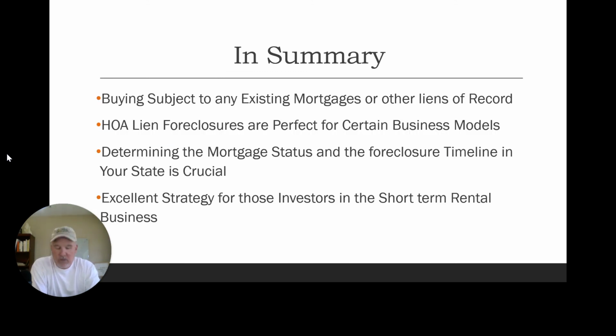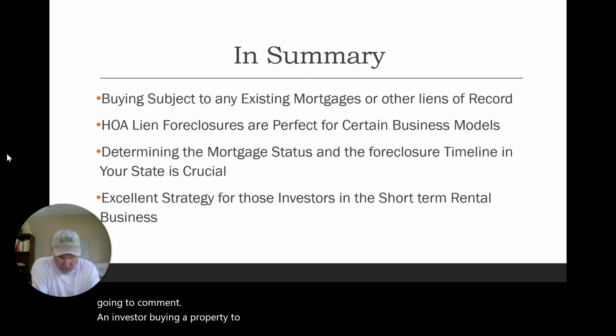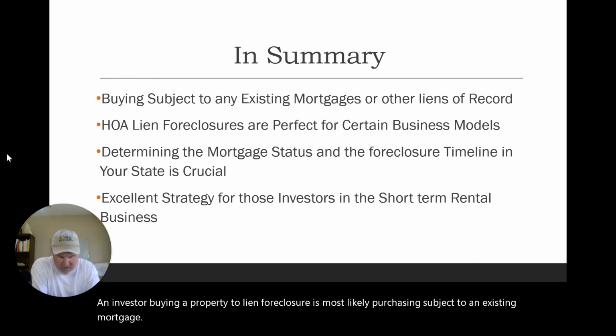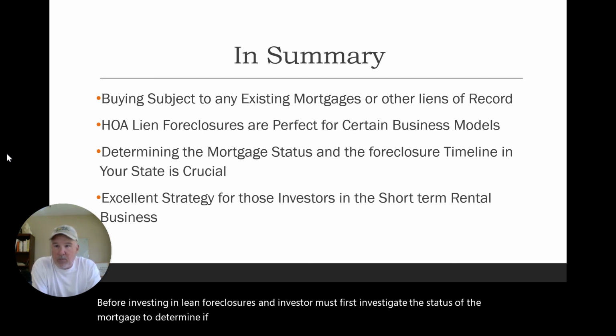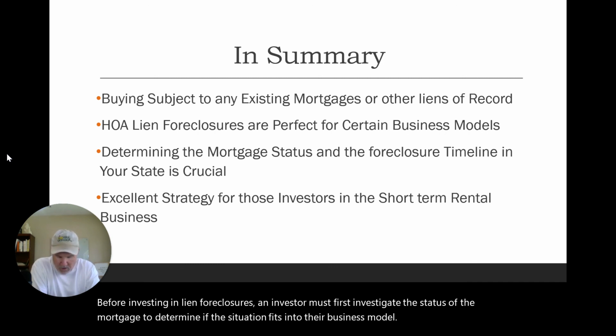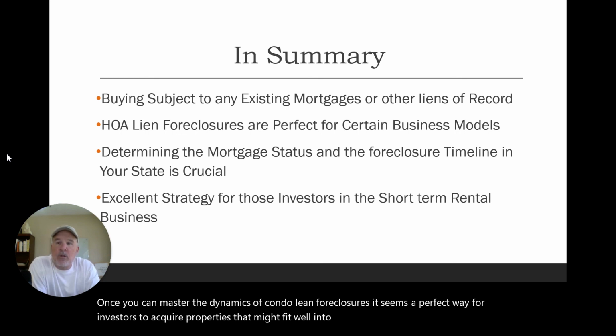Okay, here's the summary of what we just talked about. I'm going to read it from the text and I'm going to comment. An investor buying a property at a lien foreclosure is most likely purchasing subject to an existing mortgage. Before investing in lien foreclosures, an investor must first investigate the status of the mortgage to determine if the situation fits into their business model. Once you can master the dynamics of condo lien foreclosures, it seems a perfect way for investors to acquire properties that might fit well into a business model that includes short-term rentals.